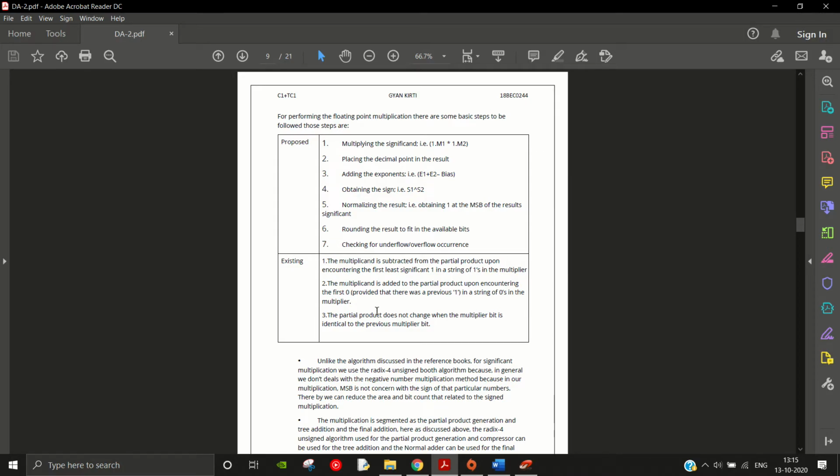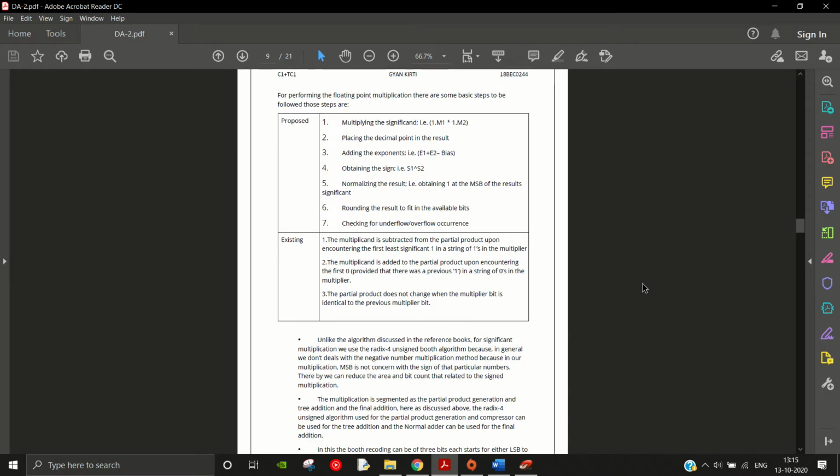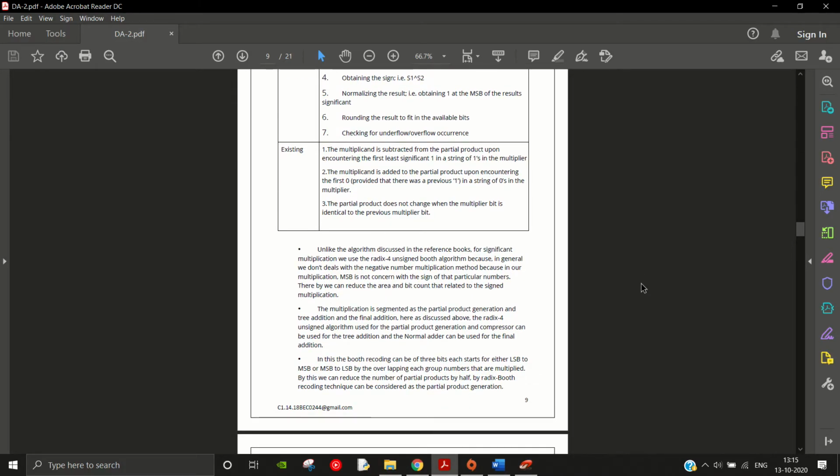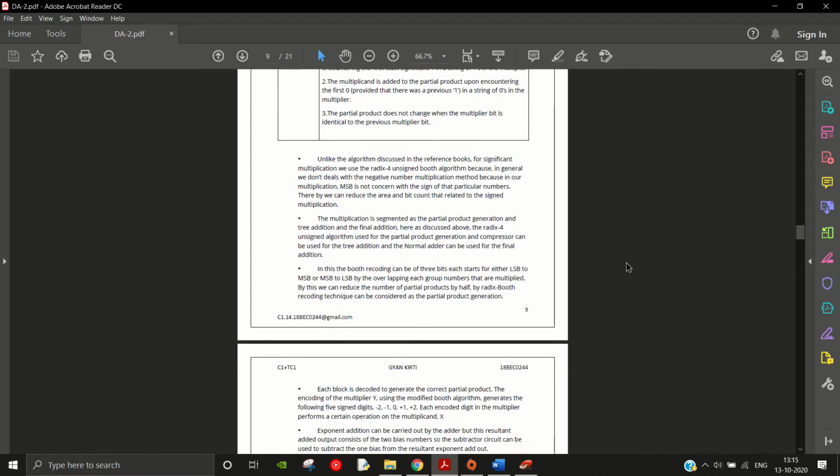Now in the existing architecture, the multiplicand is subtracted from the partial product upon encountering the first least significant one in a string of ones in the multiplier. The multiplicand is then added to the partial product upon encountering the first zero in a string of zeros in the multiplier, provided that there was a previous one. The partial product does not change when the multiplier bit is identical to the previous multiplier bit.